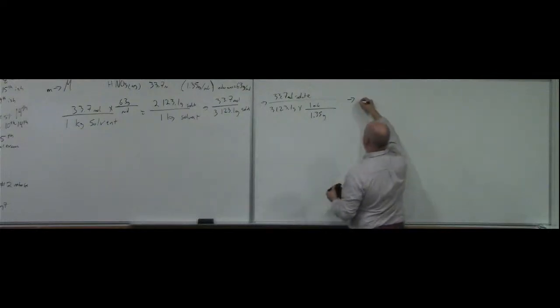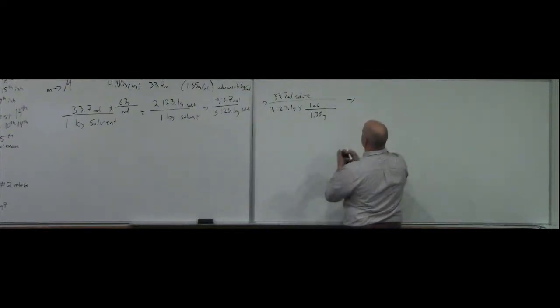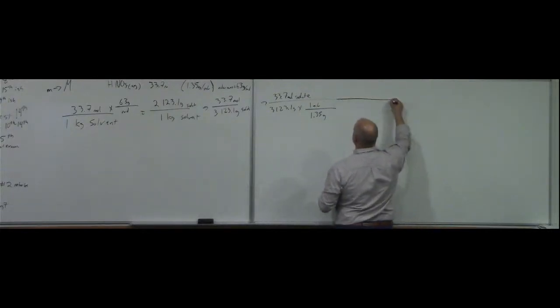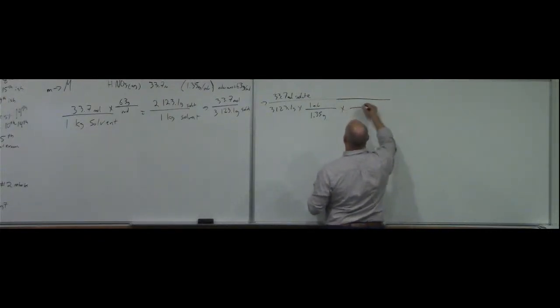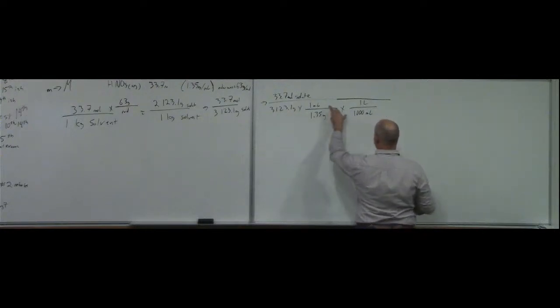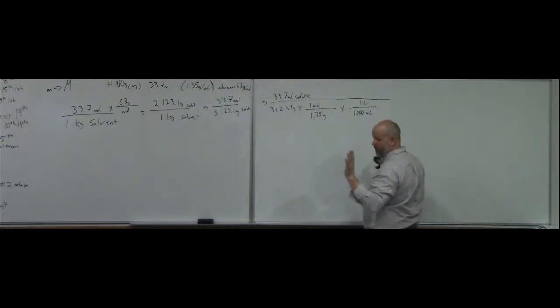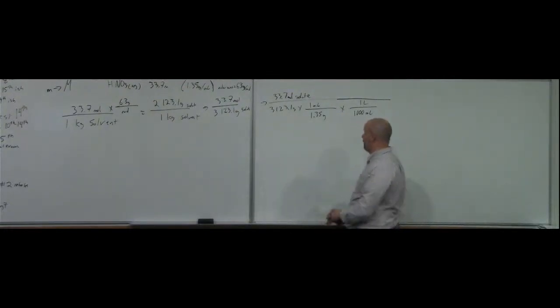And then once I do that, I can multiply by 1,000 milliliters per 1 liter. My grams will cancel, my milliliters will cancel. I'll be left with moles per liter, and I'll be good. So we run that math.